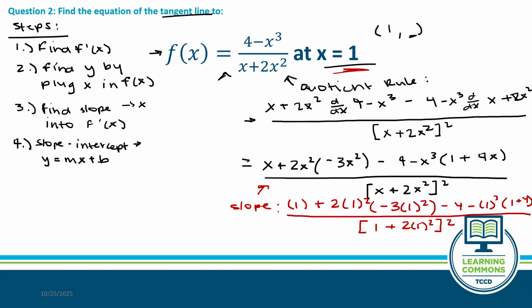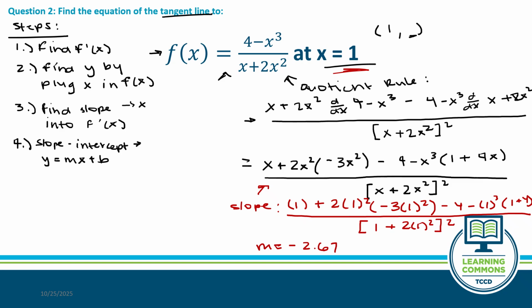Again, plug this into your calculator. I'm not going to do all that for you guys, I'm not going to bore you with that. The slope is going to end up being negative 2.67. And it's actually a really long decimal, but I'm going to spare you again.